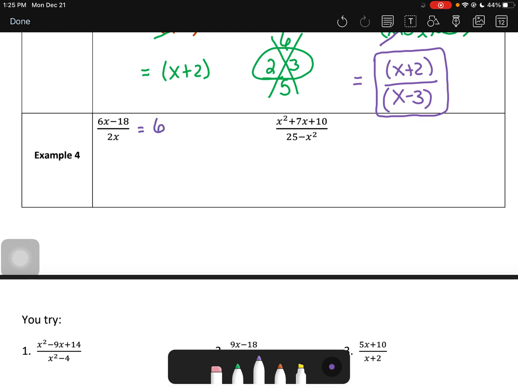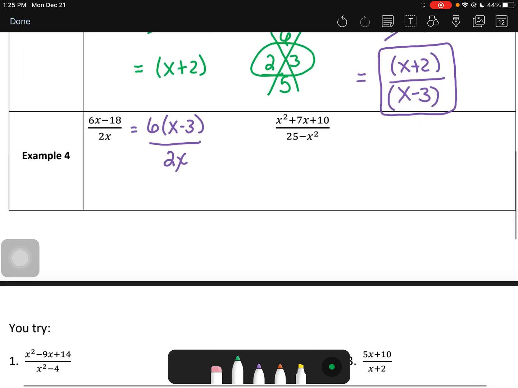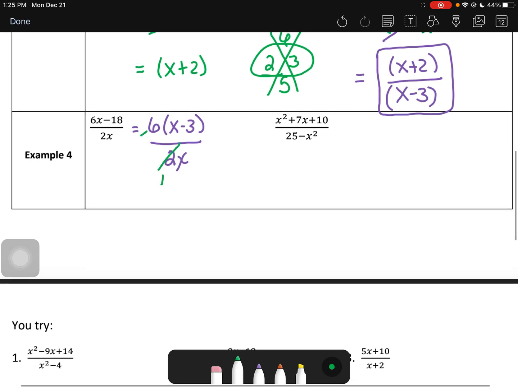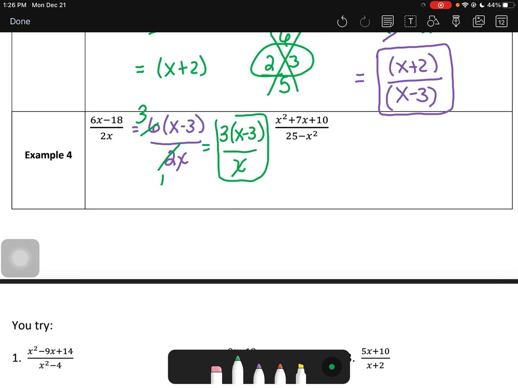In the next example, in the numerator, we could divide both the terms by 6, and in the bottom we have 2x. So we can simplify. 2 goes into 2 once, and then 2 goes into 6 3 times. Sorry, having problems with my pen. But the x doesn't simplify at all. So we have left 3 times x minus 3 over x, and that is our final answer.